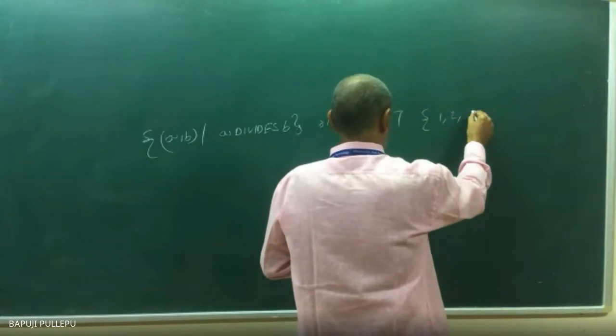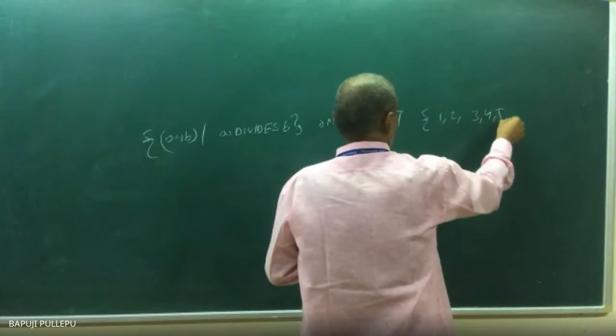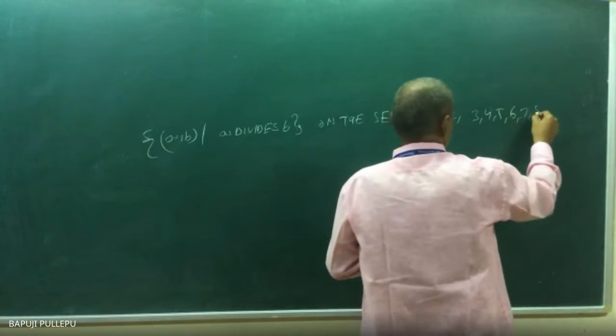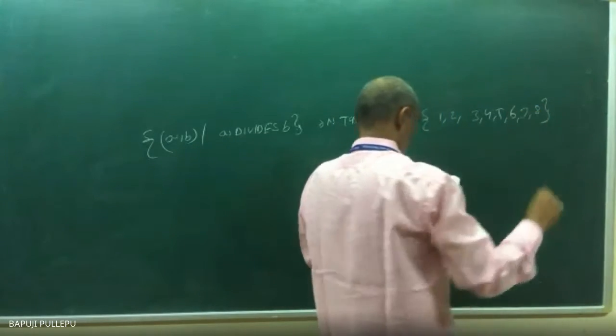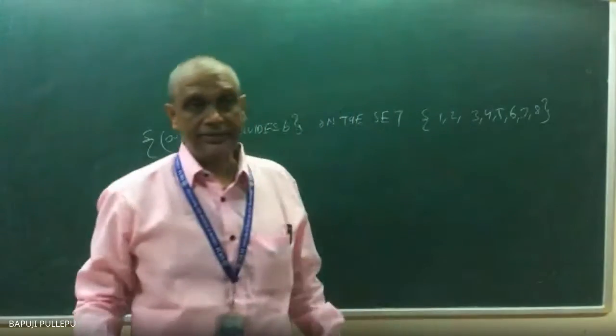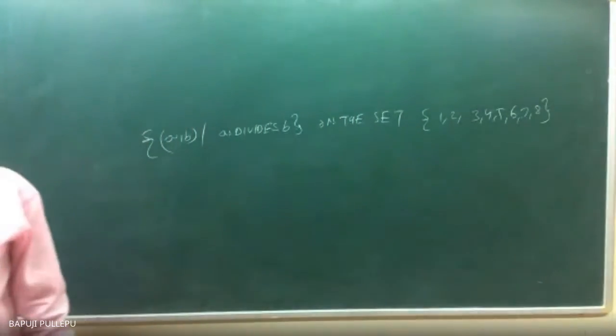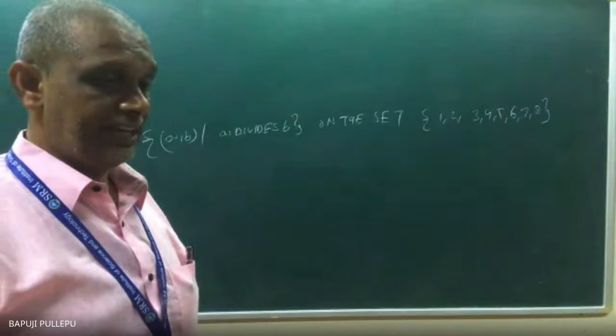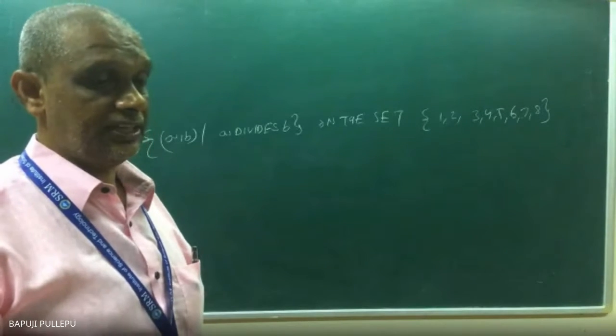1, 2, 3, 4, 5, 6, 7, 8. Reduce to the Hasse diagram. Last class we had done the diagram, yes sir. From the directed graph, you can reduce to the Hasse diagram.